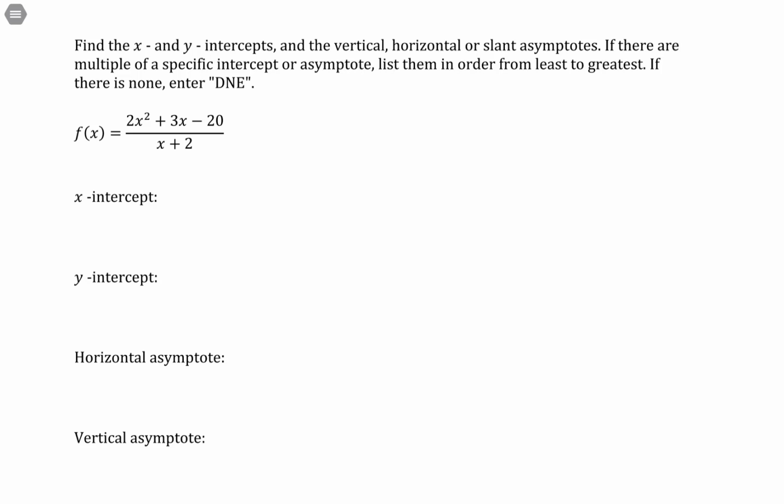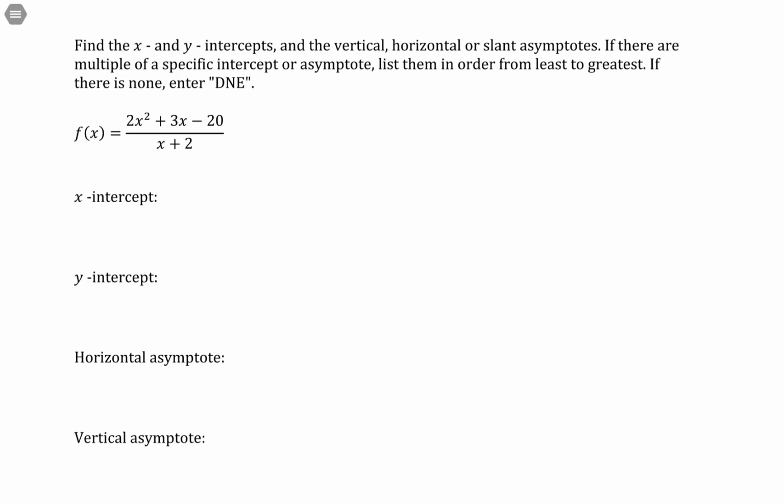Find the x and y intercepts and the vertical, horizontal, or slant asymptotes. All right, so for any function that is rational, for us to be able to find all of these different aspects, it's going to be advantageous to have the function written both in factored form and expanded form.